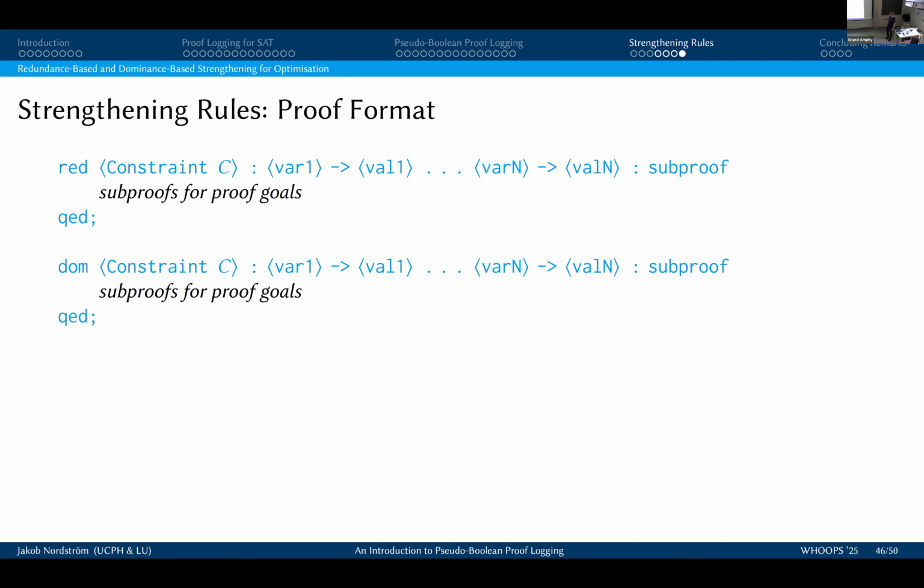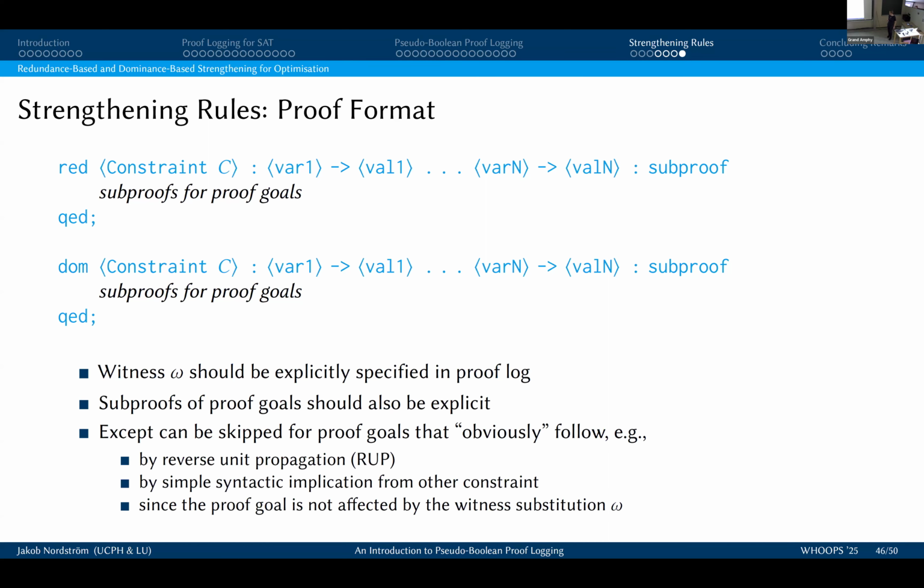And just to flash what it would look like in the proof file, you would write "by redundance", and then you would list your constraint. Here comes the witness, and then you would potentially have a list of subproofs, except that for what we saw before, you wouldn't have any subproofs because all of these are so obvious that you would just write down the witness and leave the rest to the proof checker, and the proof checker would say, yeah, I don't need any subproofs, that's fine, I'm figuring this out on my own.